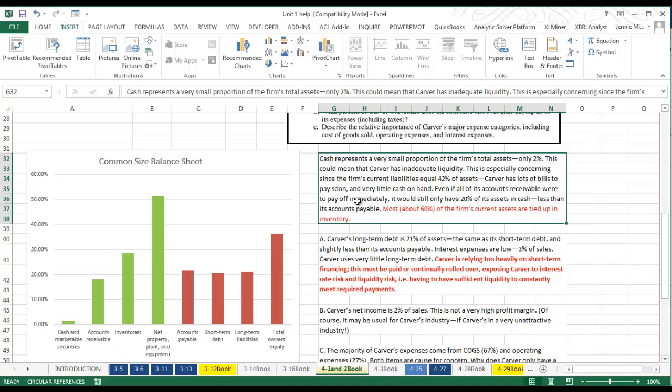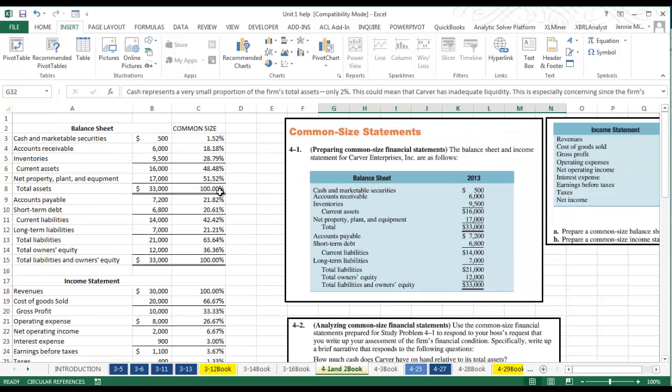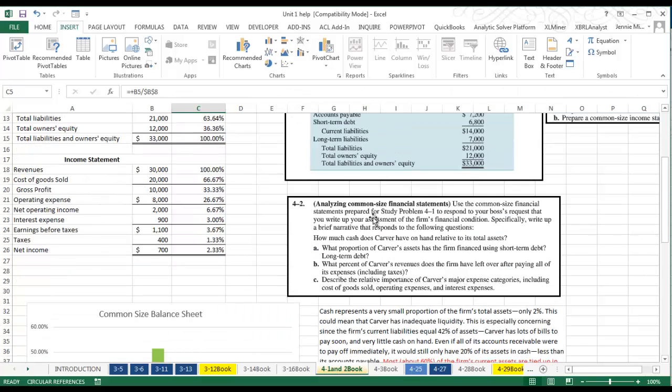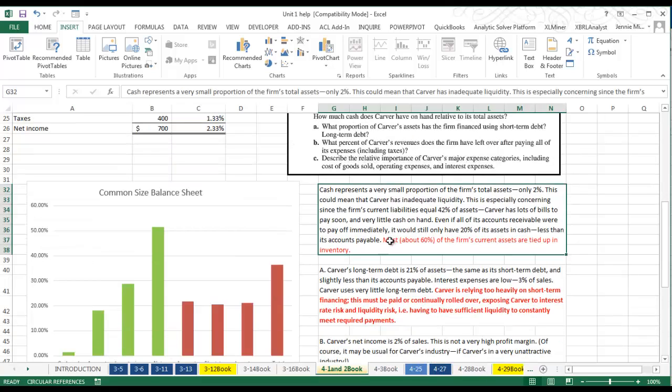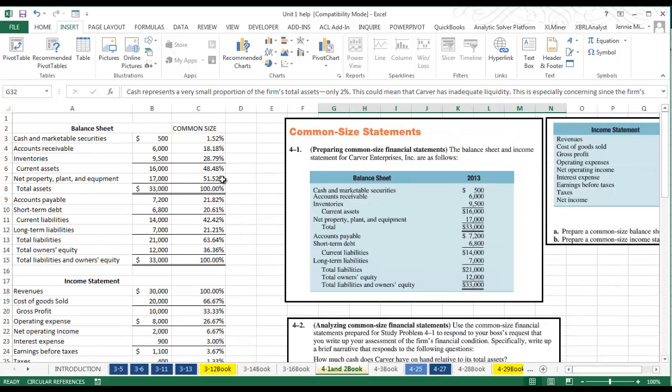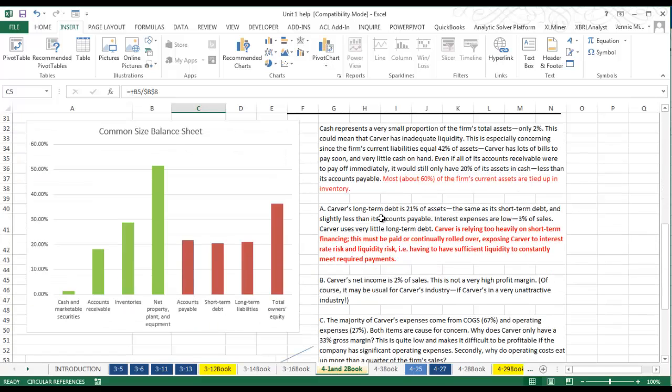One of the things I want you to notice is that we have the 2% in cash. We have a high amount in current liabilities. And then we also see that on our inventory, we have an awful lot of money tied up. If you'll notice, when I say most, about 60% of the firm's current assets are tied up in inventory. So when you're looking at your total current assets here, if you took 60% of the 48, you approximately get the inventory. And that's bad news because inventory is not something you can easily liquidate.